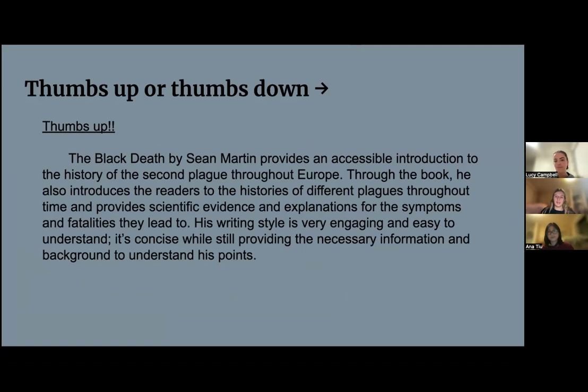Like we said, it's an accessible introduction to many people. It introduces readers, those who know the history of medicine, and those who are just interested. It's very engaging and easy to follow, and he gives us all the necessary information to learn about it.